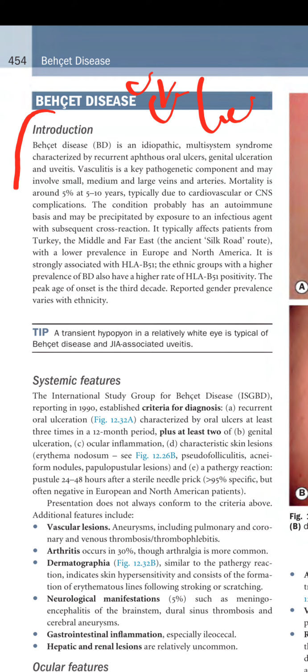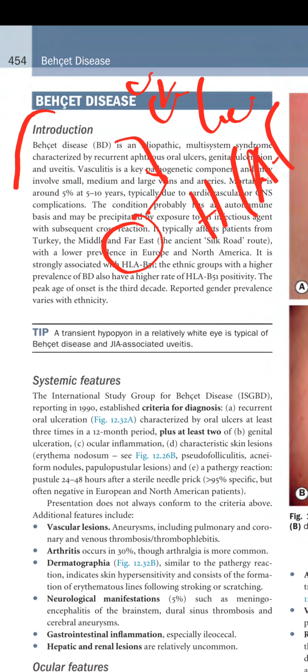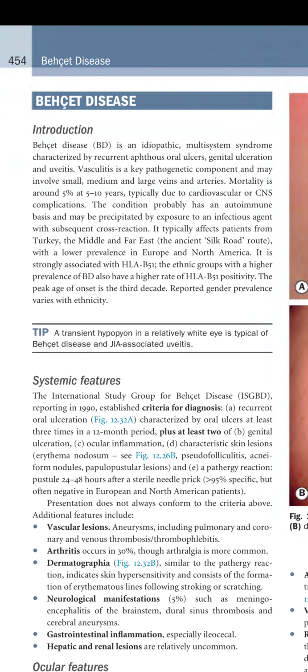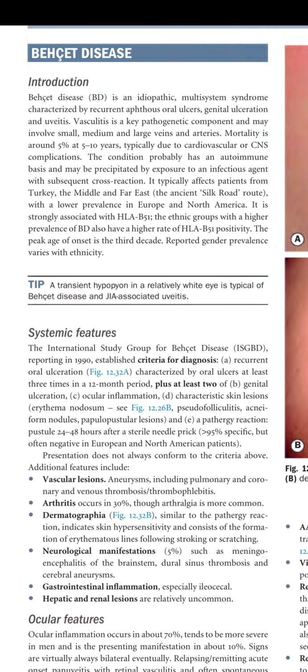The condition probably has an autoimmune basis and may be precipitated by exposure to an infectious agent with subsequent cross-reaction. It typically affects patients from Turkey, the Middle and Far East, the Asian Silk Road route, with a lower prevalence in Europe and North America. It is strongly associated with HLA-B51. Very important from the MCQ point of view, HLA-B51 is associated with Behçet disease. The ethnic groups with higher prevalence of Behçet disease also have a higher rate of HLA-B51 positivity.